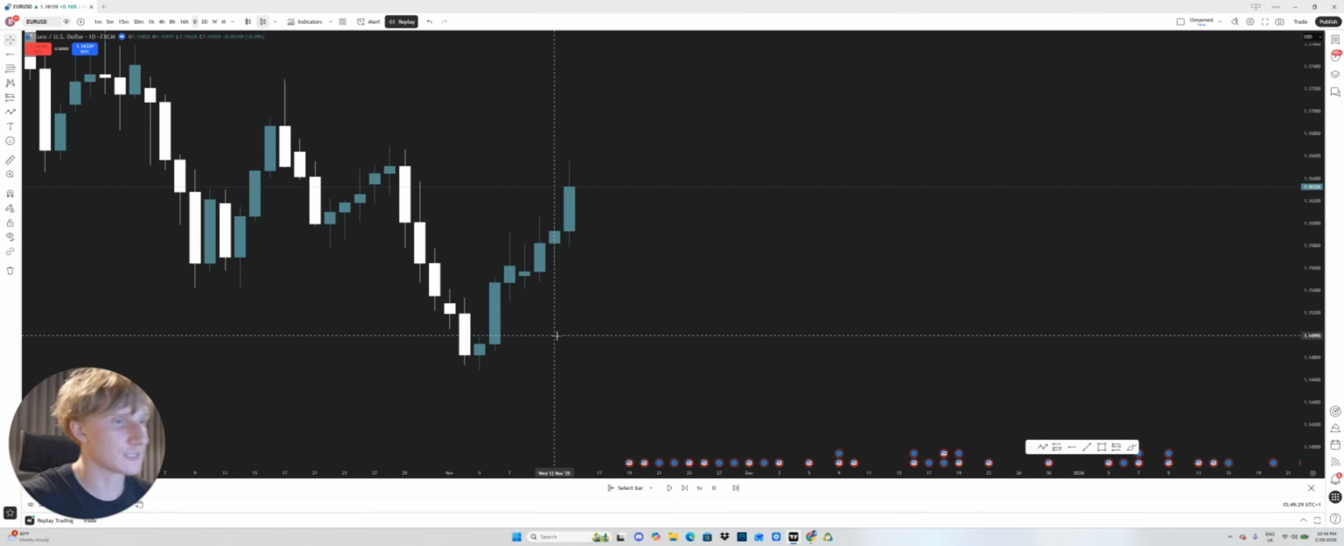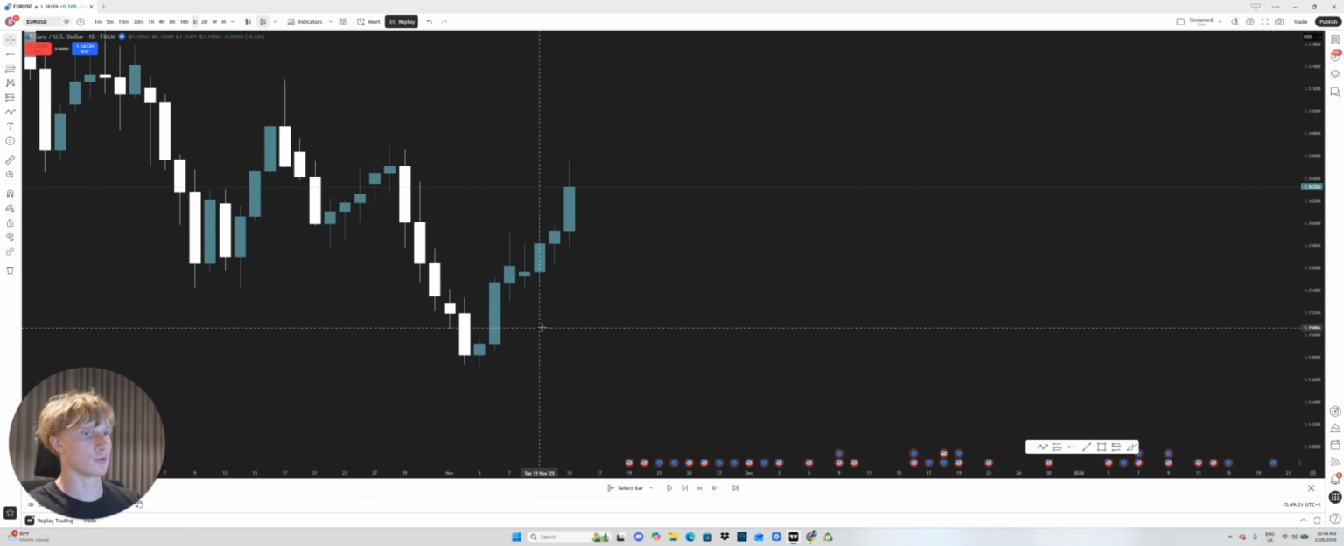Now, where is the leg in? The leg in is going to be this candle right here. Where is the base? The base is going to be this candle right here. Where is the leg out? It's going to be this candle right here.